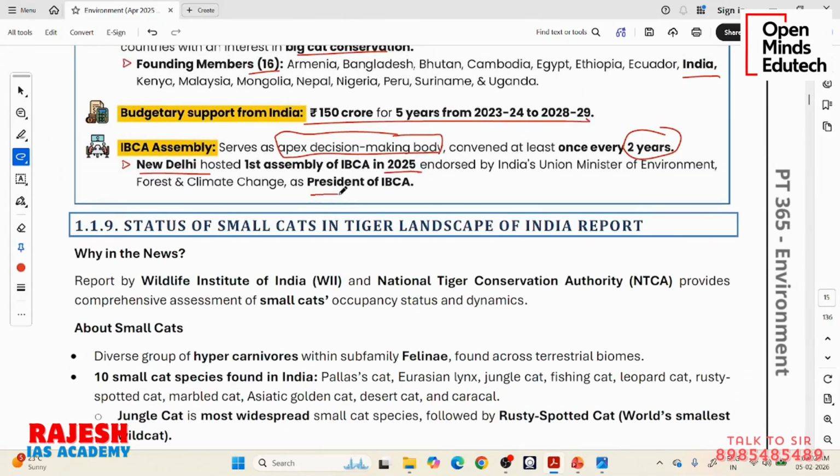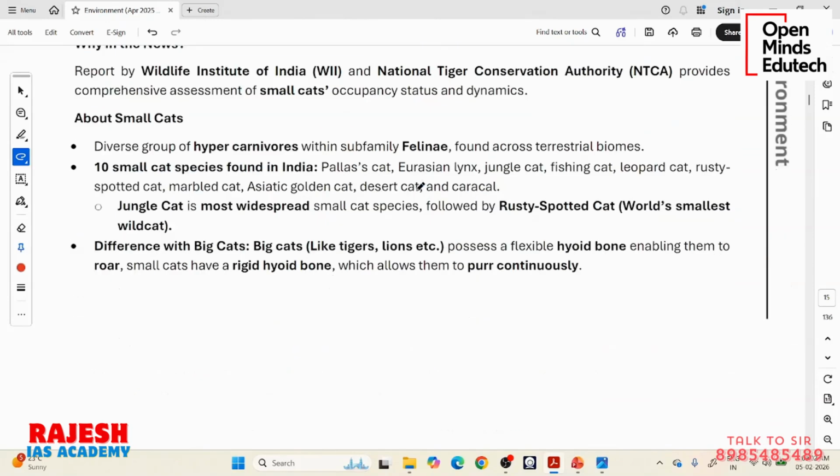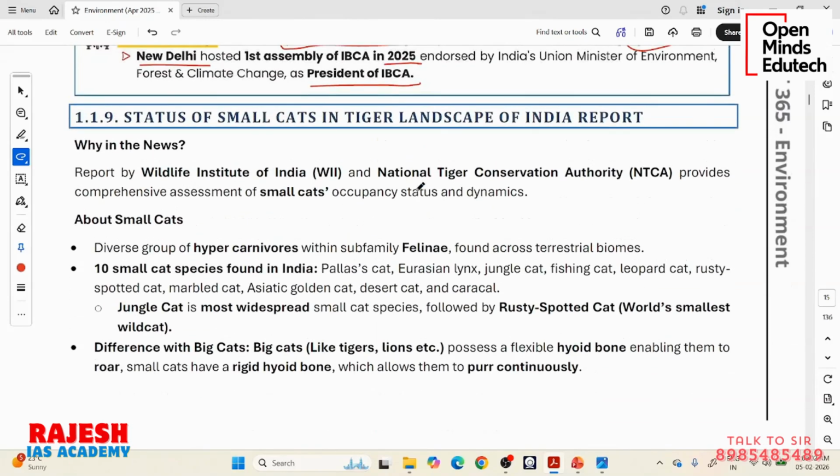We are also the president of the current International Big Cat Alliance. Next, now that we have seen big cats, let's look at the status of small cats in India. You can see there are 10 small cat species found in India. I am coming in logical order. See, 10 small cat species found in India, like Pallas cat, Eurasian lynx, jungle cat.